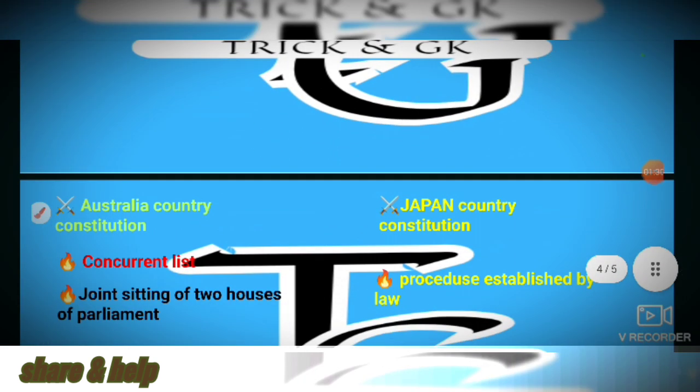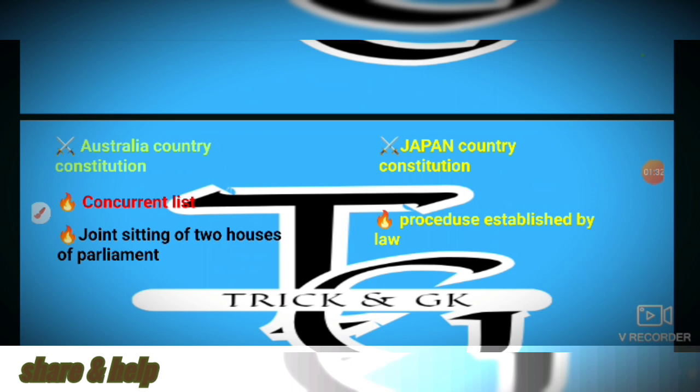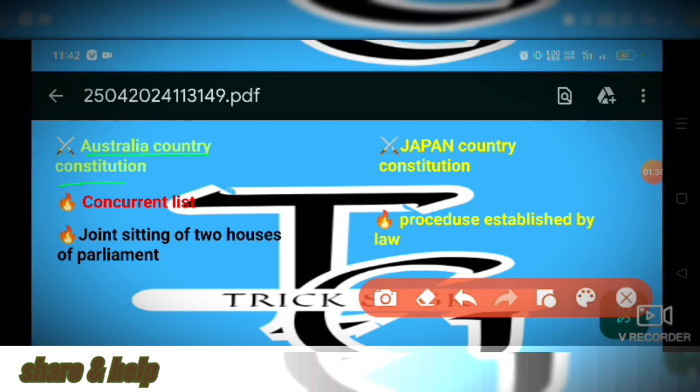Next, Australia constitution. First point, concurrent list. How many lists are in the Indian constitution? Three lists. But Australia constitution has a concurrent list. And joint sitting of two houses.